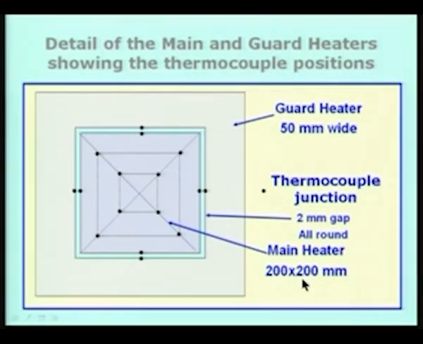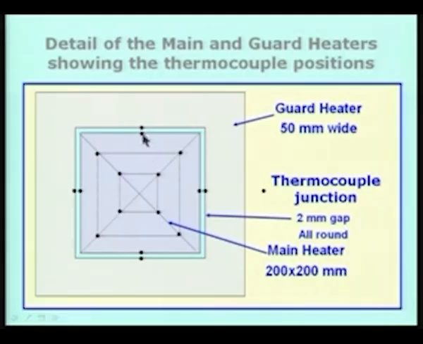So, the minimum is something like 200 millimeters by 200 millimeters, that is the main heater, and then you have a 50 millimeter wide guard heater all around the main heater with a small narrow gap. Of course, the gap I have shown here is too large. It is only for the sake of illustration. The gap itself can be something like a couple of millimeters, 2 millimeters in this case. So, you have a 50 millimeter wide guard heater, then a 200 millimeter by 200 millimeter main heater, and we fix thermocouples as I have shown here.